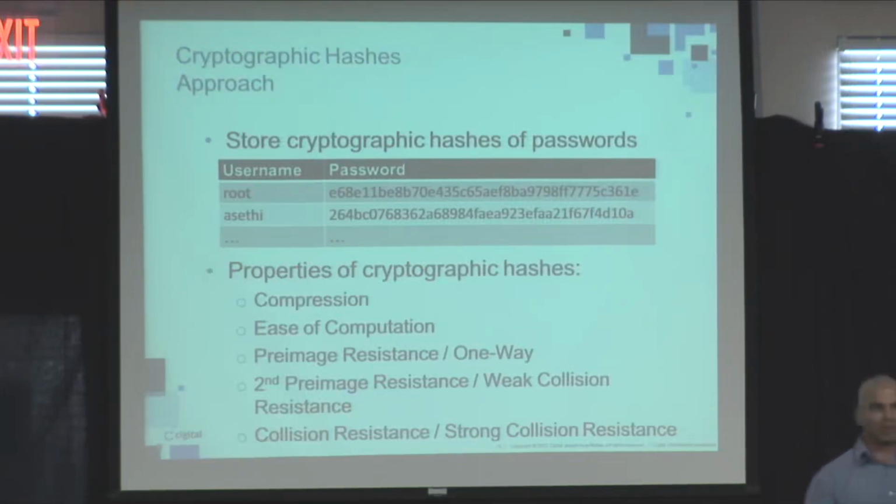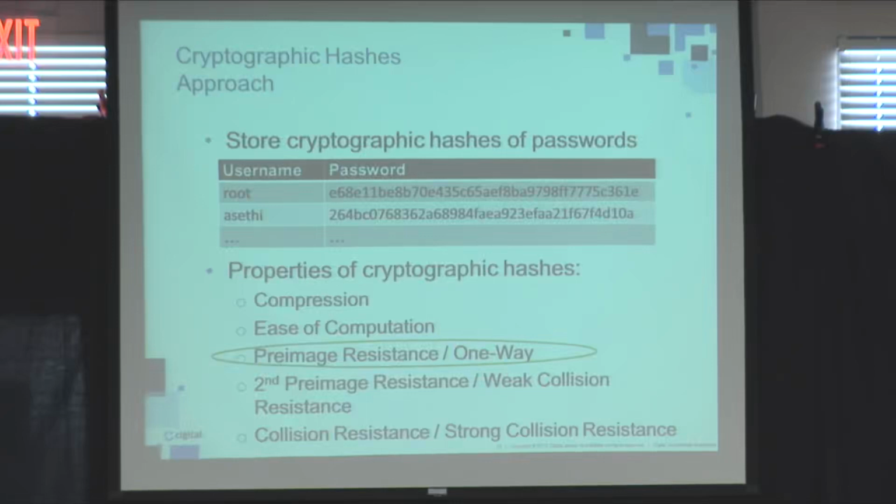We just store, instead of the password, a cryptographic hash of the password. So in this particular example, instead of storing the two passwords that I showed you, I just have SHA-1 hashes of those passwords. The reason we do this is the one-way property of hash functions. Given a password, we can compute the hash, but given a hash, we can't compute the password. That's a desirable property.